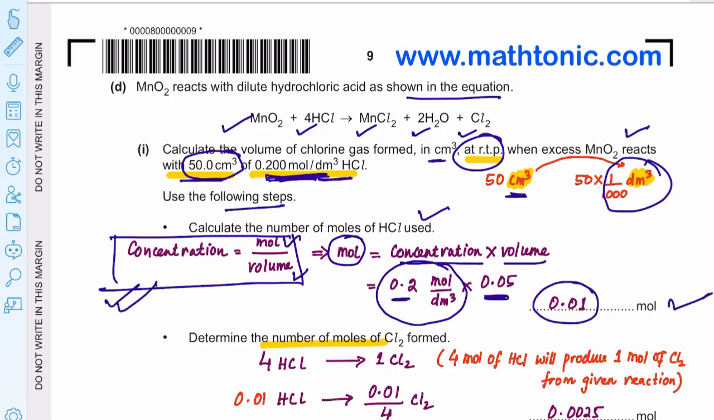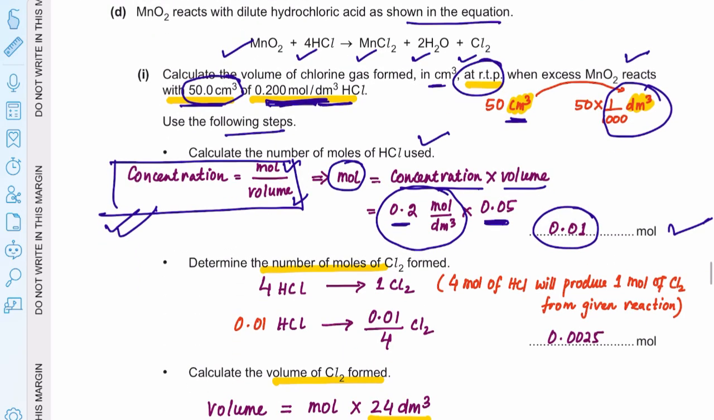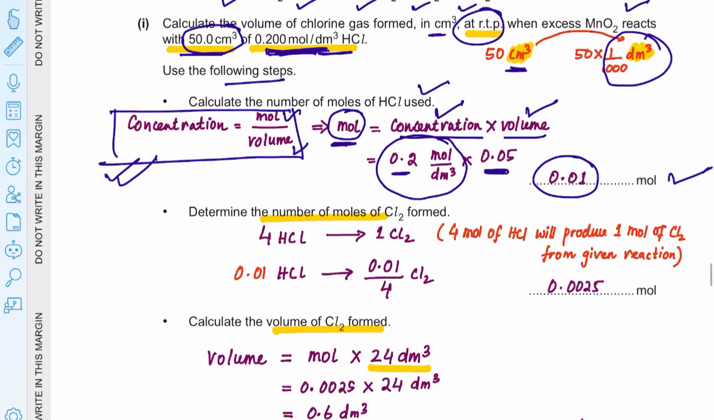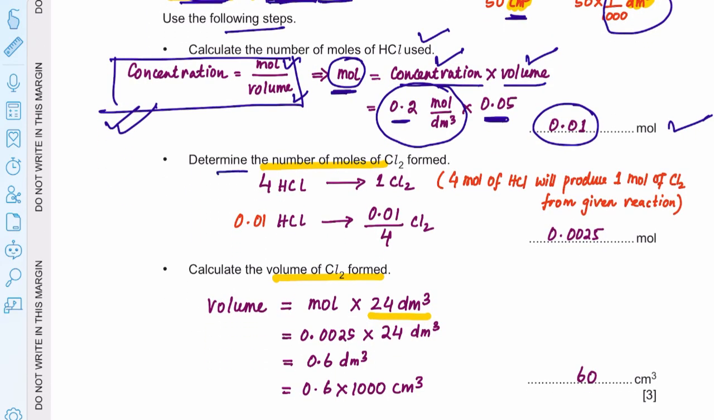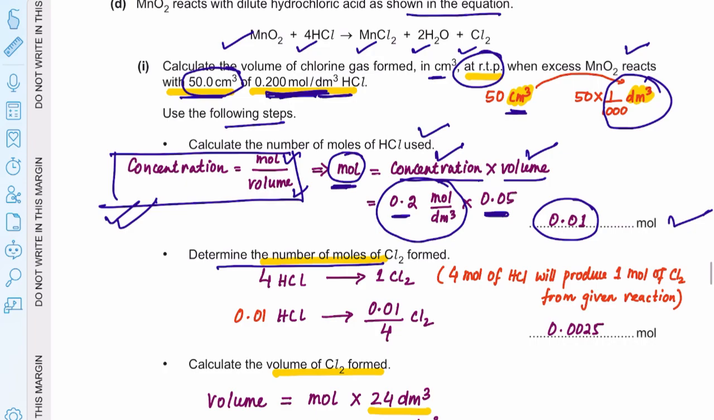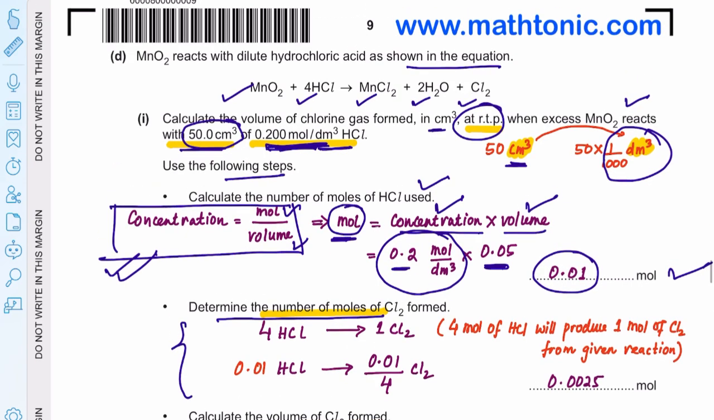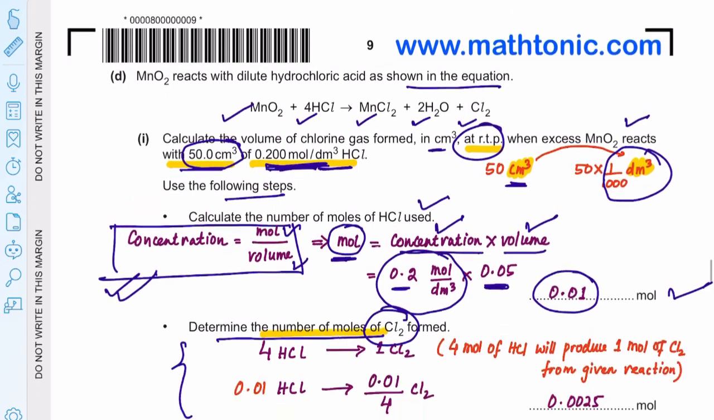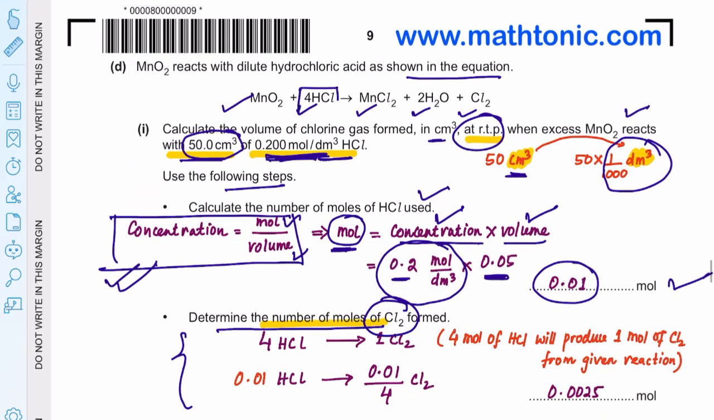This is the formula: concentration equals mole over volume. If you rearrange it, mole equals concentration times volume. Did you get it? Next, determine the number of moles of Cl2 formed. See, in this question, we have to use stoichiometry. What does it mean? There is no specific information given for Cl2. So if you see the question, 4 moles of HCl produce 1 mole of chlorine. So I'll use that one.